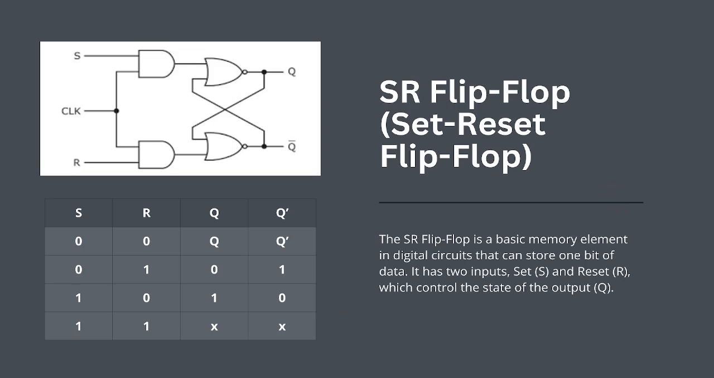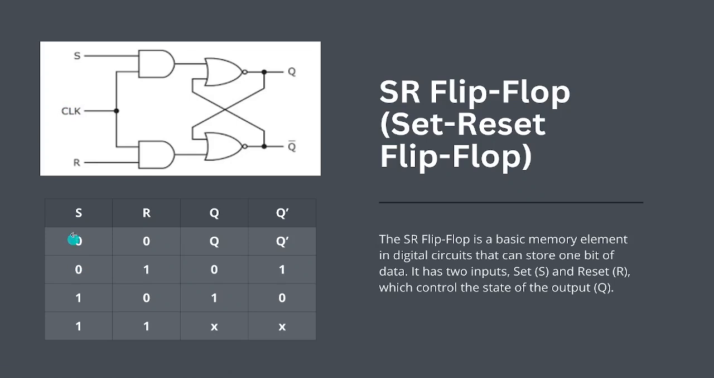The SR flip-flop, also known as set-reset flip-flop, has 2 inputs which are set and reset. Its outputs can be either 0 or 1 depending on the inputs. When the set input S is high, the output Q becomes high. Conversely, when the reset input R is high, the output resets to low. If both are low, the output remains in its previous state.